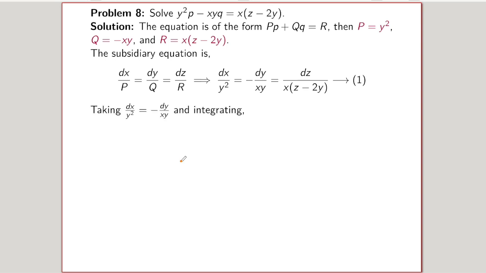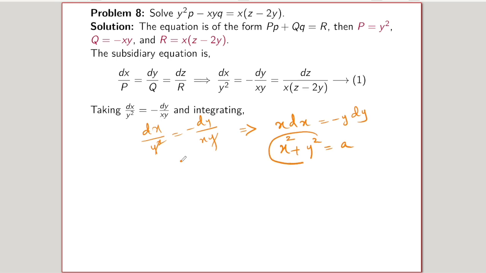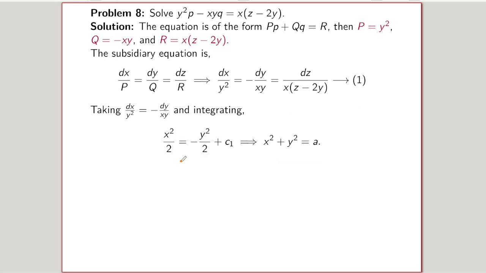So I am going to take first two things, that is dx by y square equal to minus dy by xy. So y square and here y will cancel, and I can bring both the terms to one side. So it is x dx equal to minus y dy, and after integration we'll be getting x squared plus y squared equal to a. This will be our one solution u. Okay. And for the next term, I'm going to take the last two fractions.